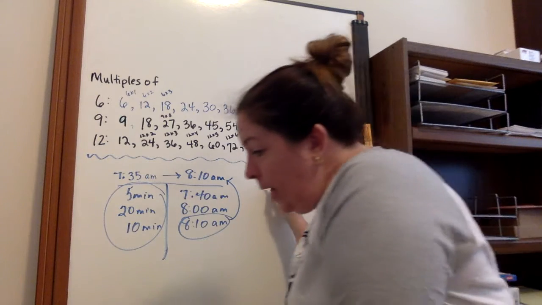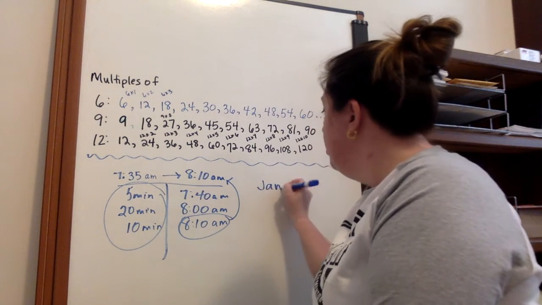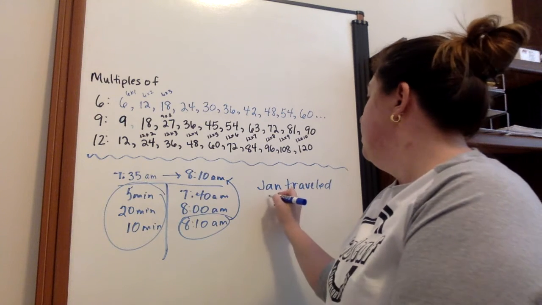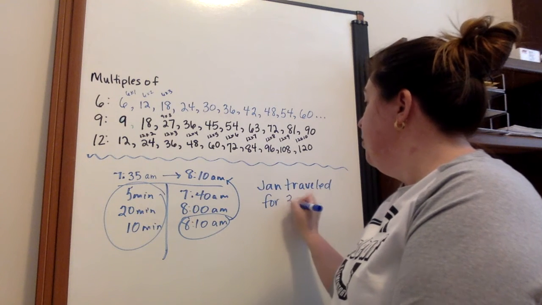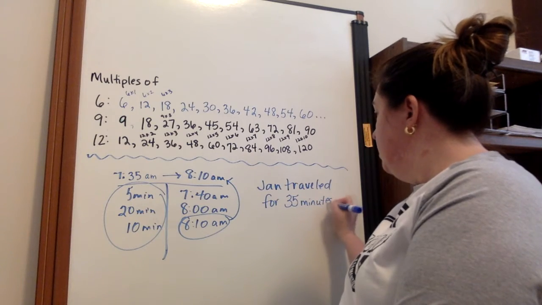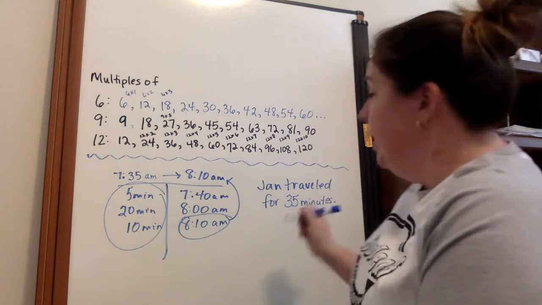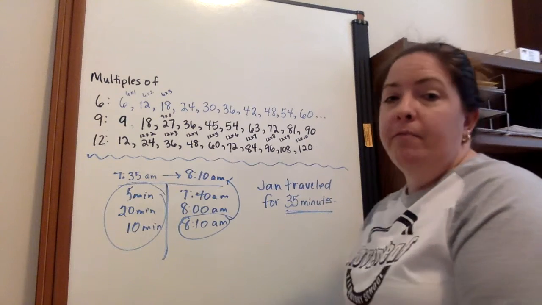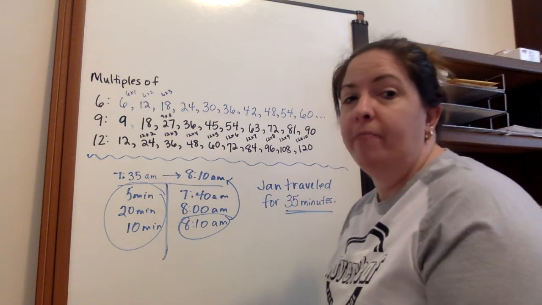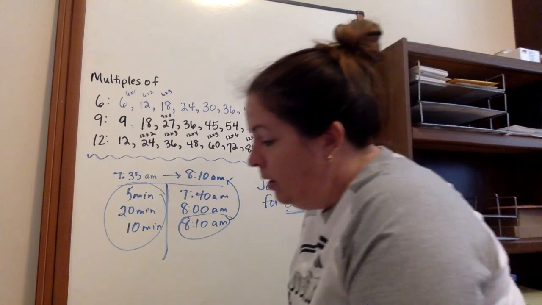So Jan traveled for 35 minutes to get to school. So here we go, 35 minutes. That should be the same. All our answers should be 35 minutes. That was her travel time.